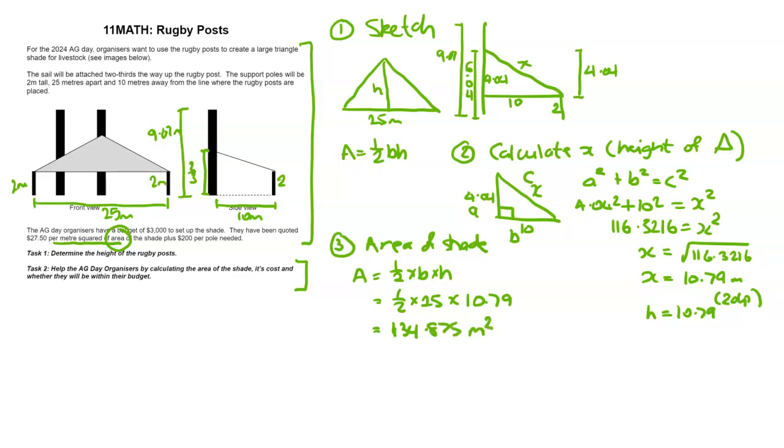134.875 meters squared. So I'm going to round that up because normally when you're dealing with materials, you probably need to have a little bit more for miscuts and maybe folding over some edges, that sort of stuff. So that's how big my shade is going to be. Now that I've got the area of the shade, number 4, I can calculate the cost of the shade.